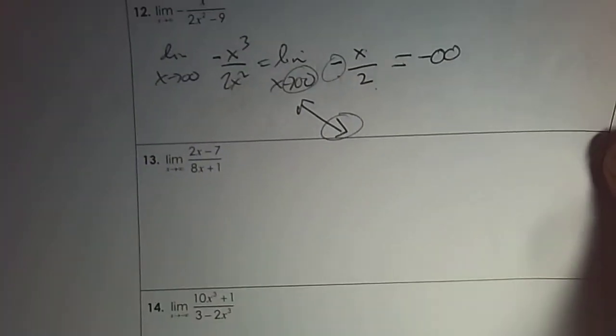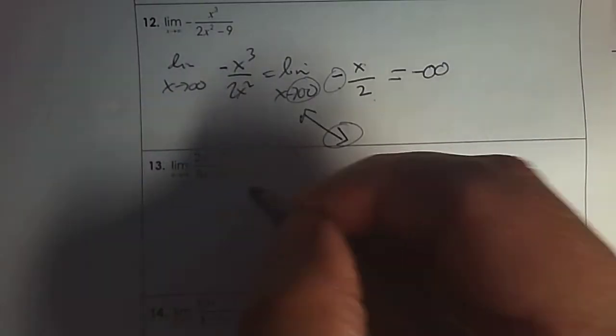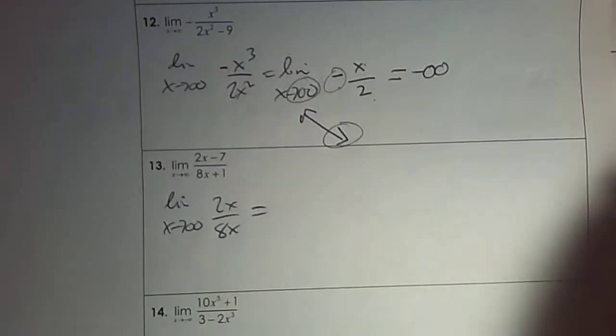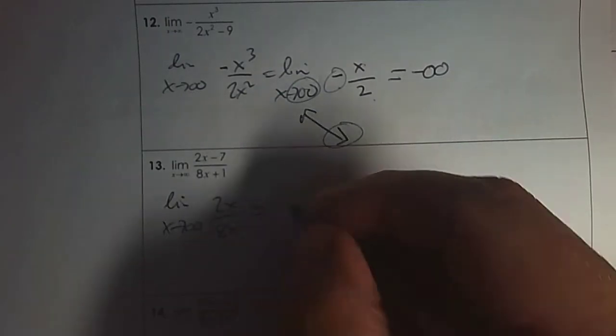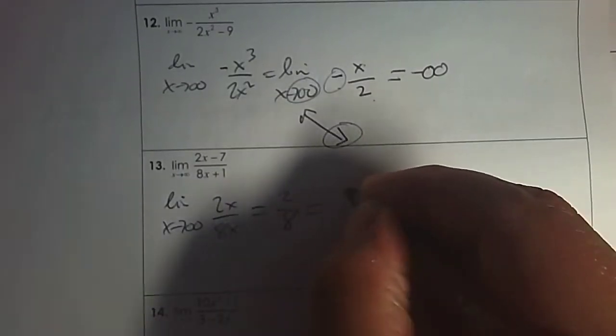Number 13. The limit as x approaches infinity of this. Again, we're going power over power. Simplify it, and you get 2 over 8. Or you could get 1/4. There's your answer.